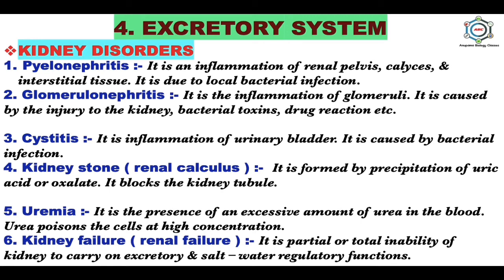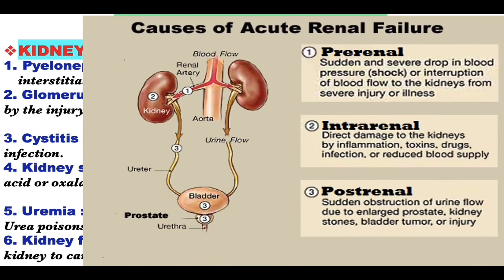So this is the end of the excretory system. And here you can see in the picture the causes of acute renal failure, which are of three types: pre-renal, intrarenal and post-renal.